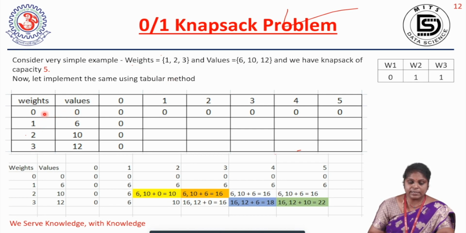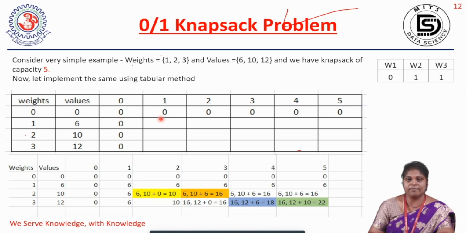Initially the 0th row, and the remaining rows are for the items. So item 1, item 2, item 3. Item 1 weight is 1, item 2 weight is 2, item 3 weight is 3. And if you see, item 1 profit is 6, item 2 profit is 10, item 3 profit is 12. Now coming to the 0th row. What does the 0th row mean?